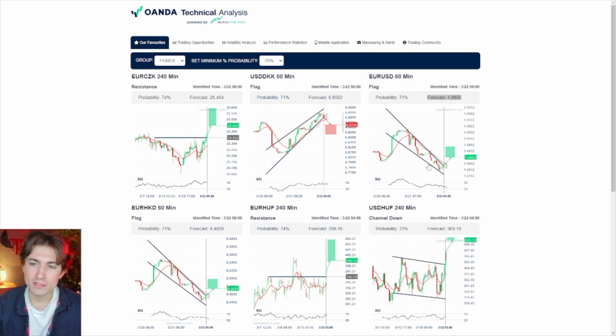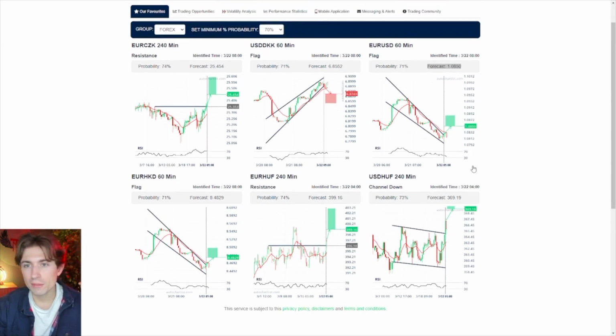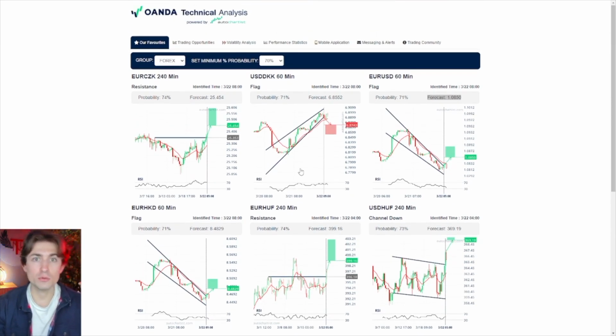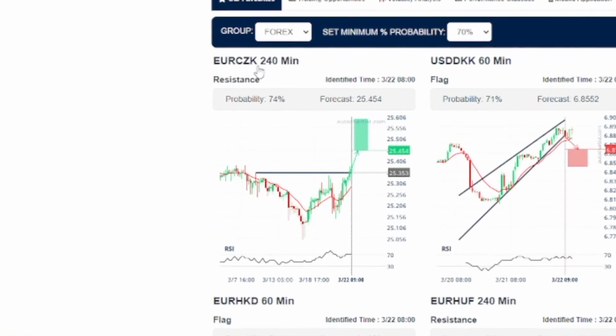And what I love about this tool is that just by pulling up this page, if you're somebody who uses this platform regularly, you could basically just pull up this page and suddenly you have a bunch of ideas being generated and you haven't even had to open up any charts, right? So I think that that's really cool. Here's Euro CZK, and you can see there is a potential resistance level here, and with that break, it's kind of signaling that we could be seeing a forecast move up to 25.454.